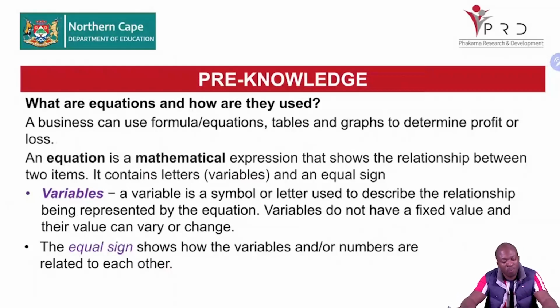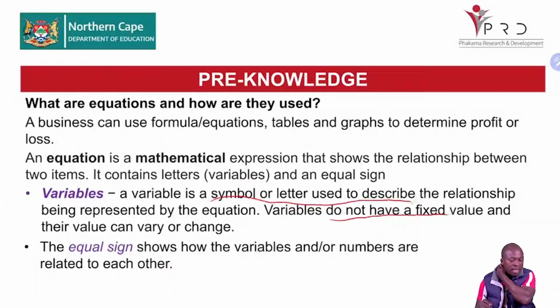So, my first question to you for us to discuss is, what are equations and how are they used? Any business can use a formula or equations, tables and graphs to determine the profit or loss. An equation is a mathematical expression that shows the relationship between two items. It contains letters and variables. A variable is a symbol or a letter that is used to describe the relationship between the represented values in the equation. Variables do not have a fixed value.